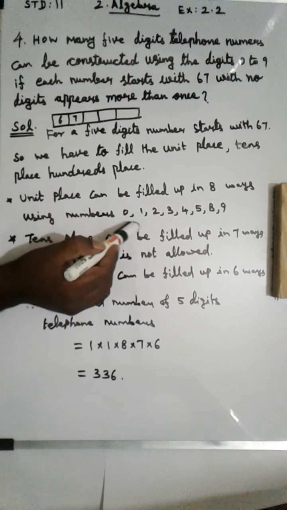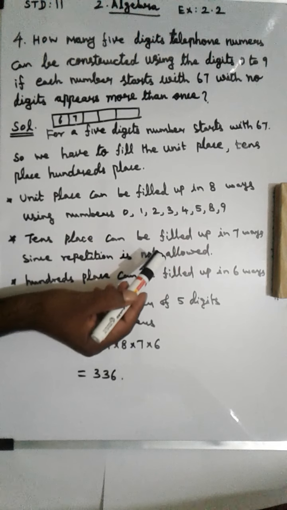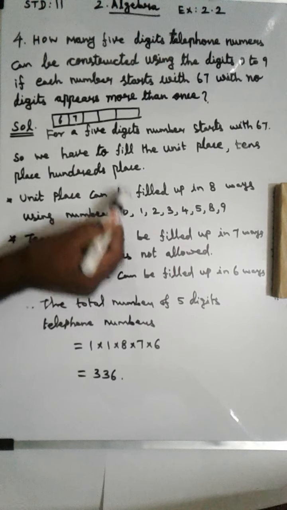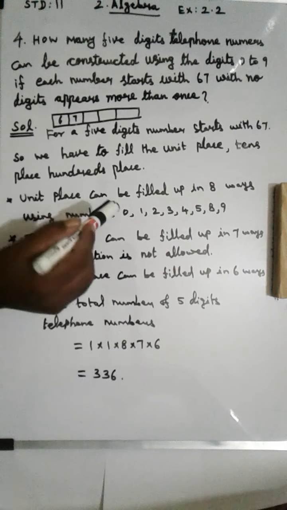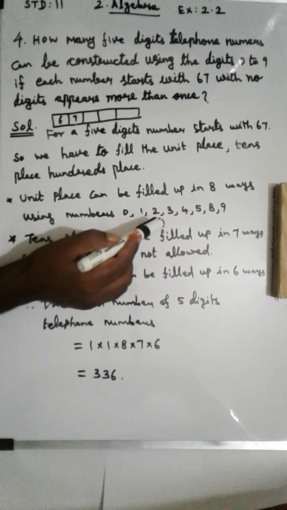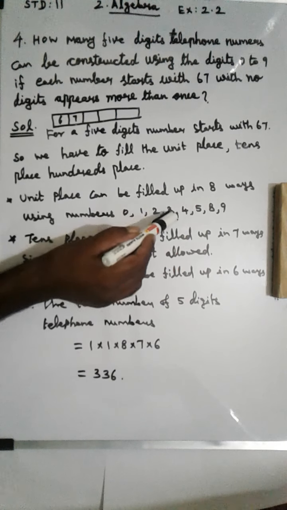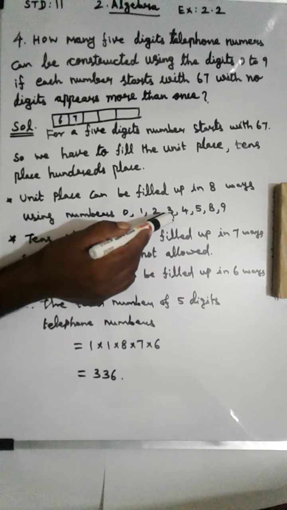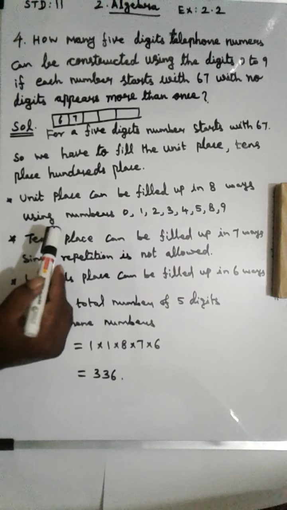Now any one number is used for the unit place. Again, next there are only 7 numbers remaining. If we take 0 for the unit place, the remaining is 7 numbers. Or if we take 1, the remaining is 7 numbers. If 2, then except 2, 7 numbers. If 3, then except 3, 7 numbers. So any one number we take from 8 numbers, the remaining is 7 ways.